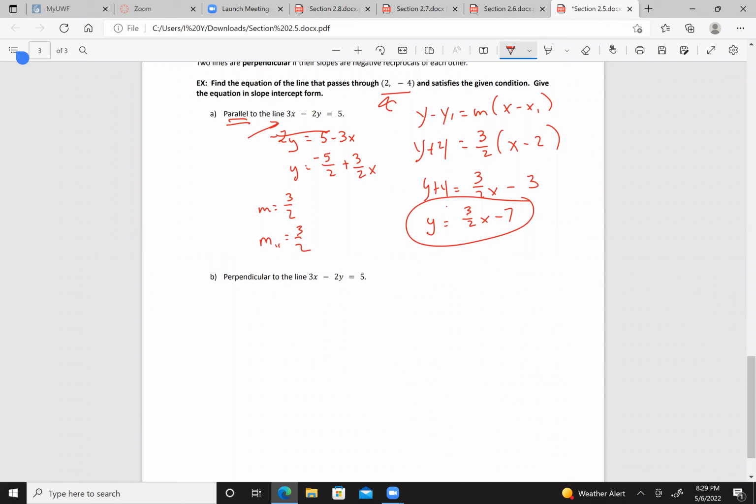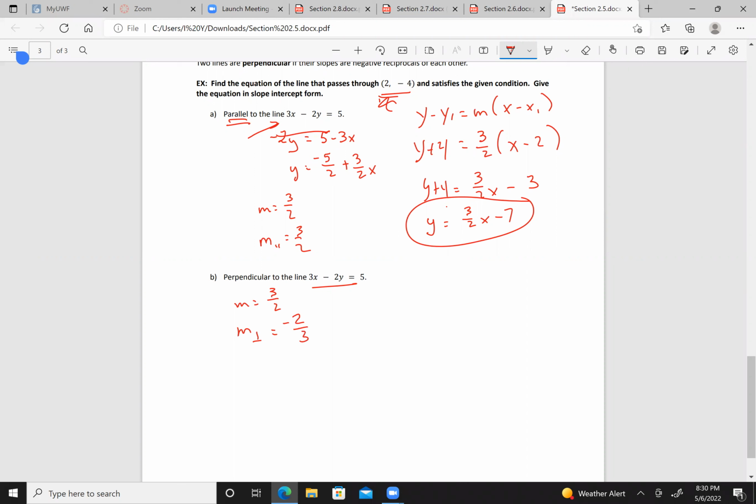Okay, now perpendicular to the line. So same line, through the same point. Since we know the slope of this line is 3/2, the slope of our perpendicular line would be, flip it and change the sign.